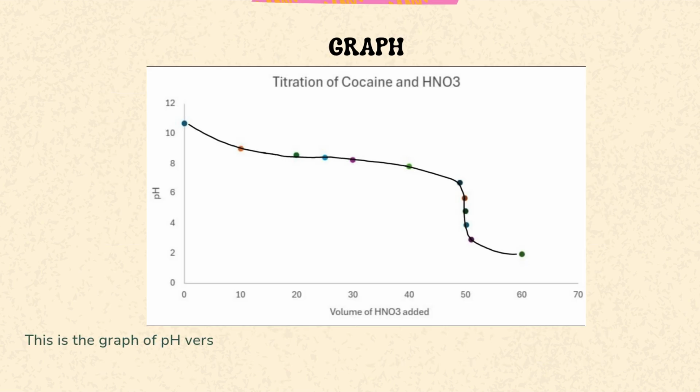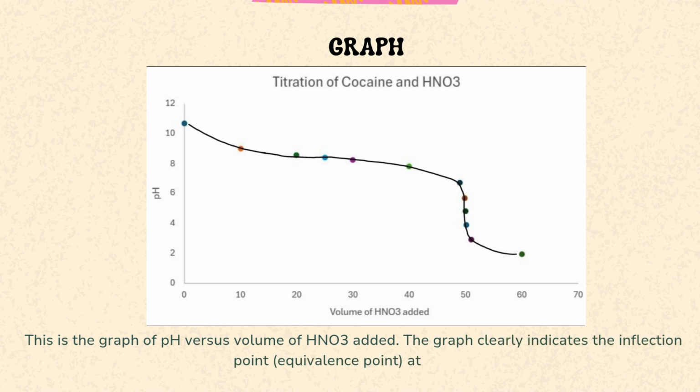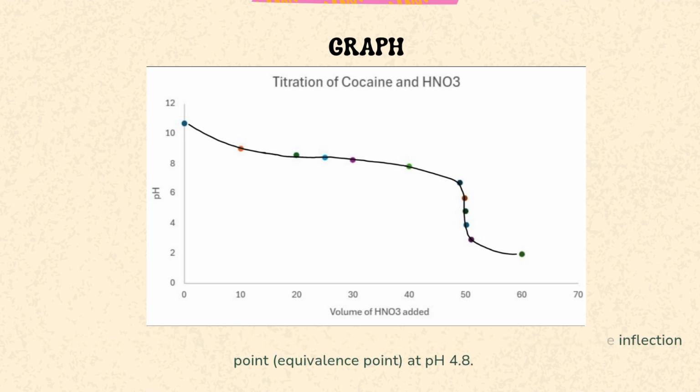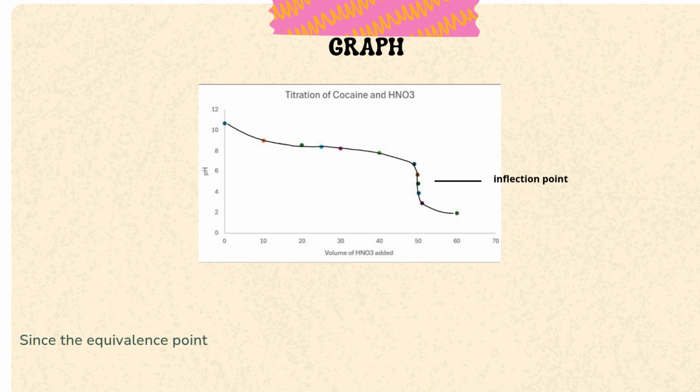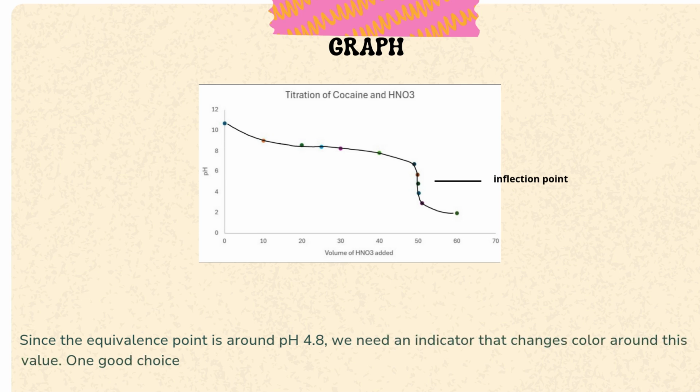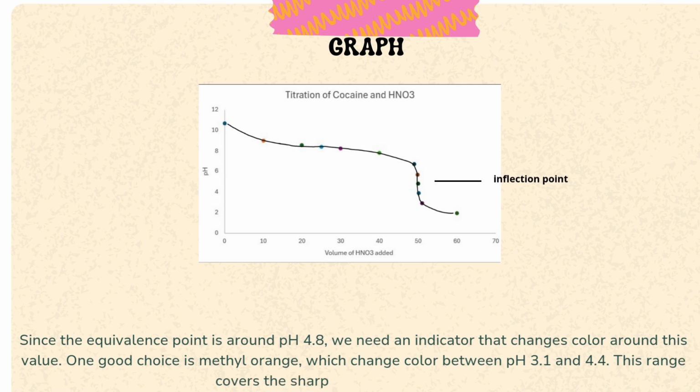This is the graph of pH versus volume of HNO3 added. The graph clearly indicates the inflection point at pH 4.8. Since the equivalence point is around pH 4.8, we need an indicator that changes color around this value. One good choice is methyl orange, which changes color between pH 3.1 and 4.4. This range covers the sharp drop seen on the graph.